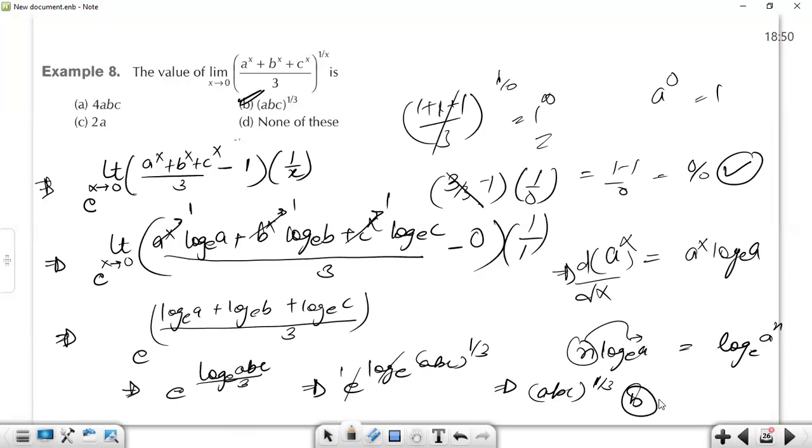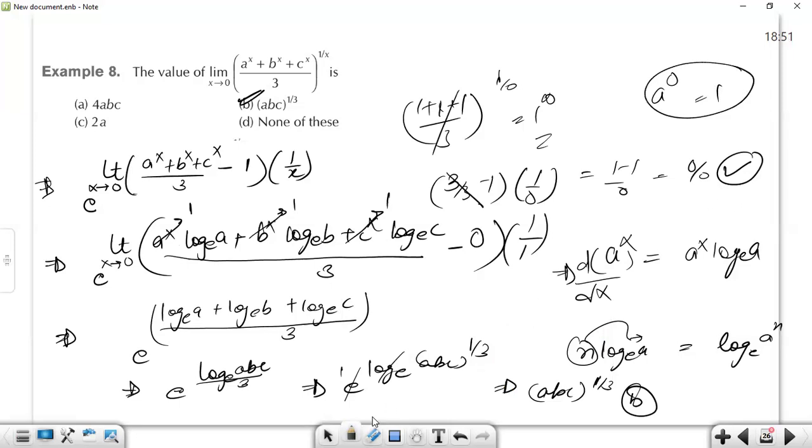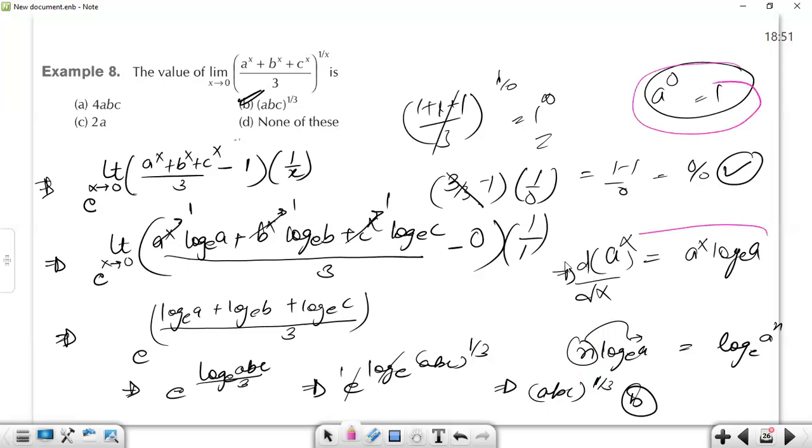Is that clear to everyone? Any doubts, please ask. Anyone having any doubts? No, sir. These are some formulas and concepts used. Please look at this question and observe how I have solved it. Okay, shall we move ahead? Yes, sir.